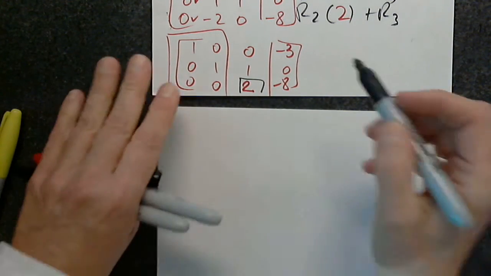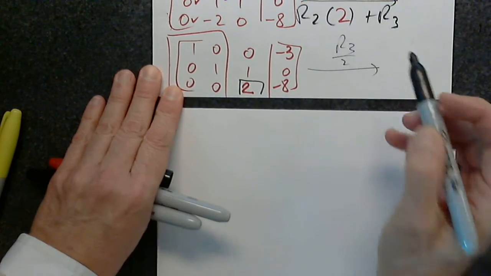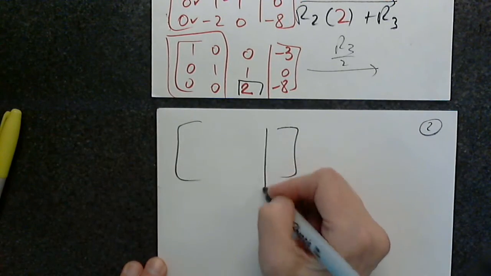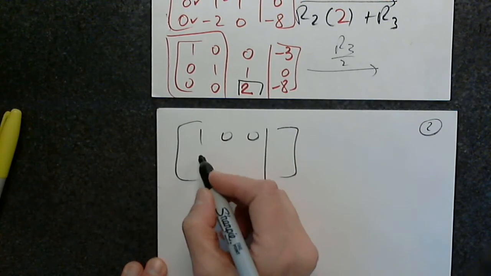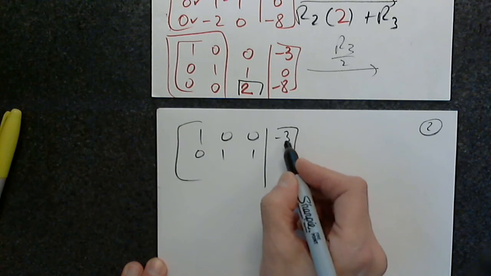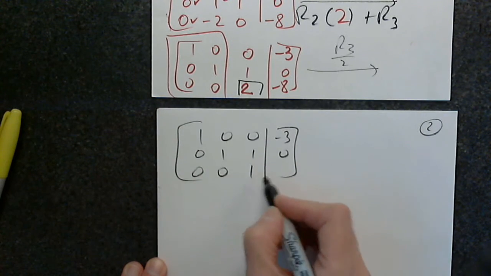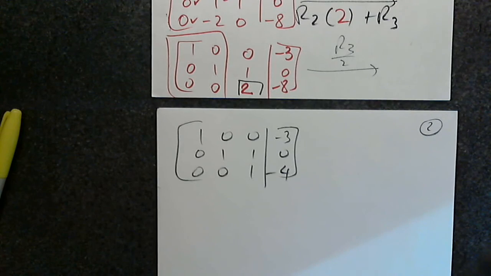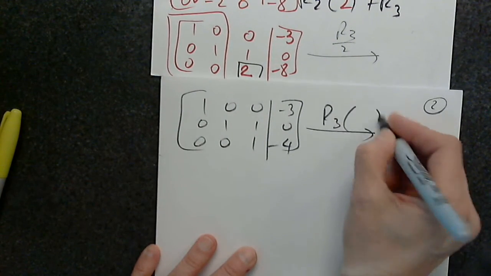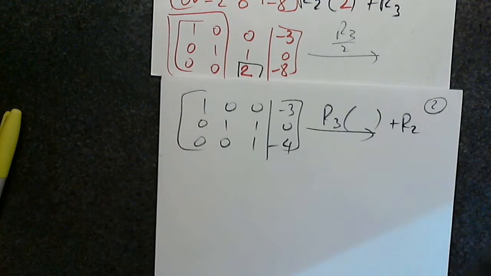So I will divide row 3 by 2. And I get 0, 0, 1, -4. In the final step, I have to multiply row 3 only by one number to add it to row 2, because row 1 does not need anything.